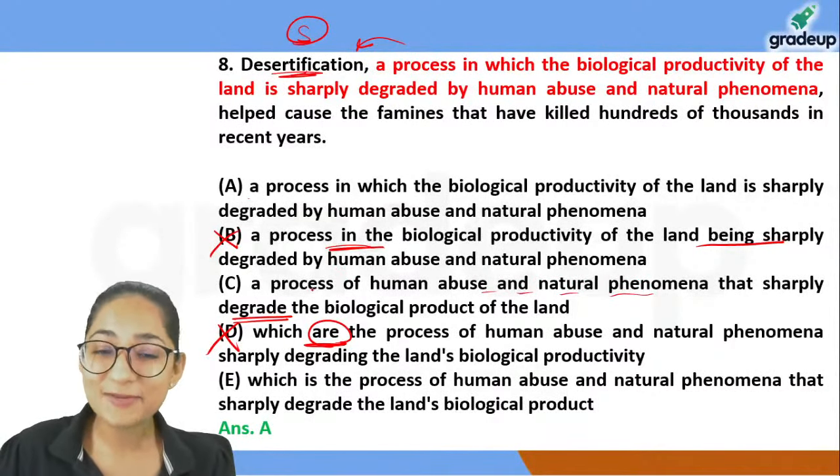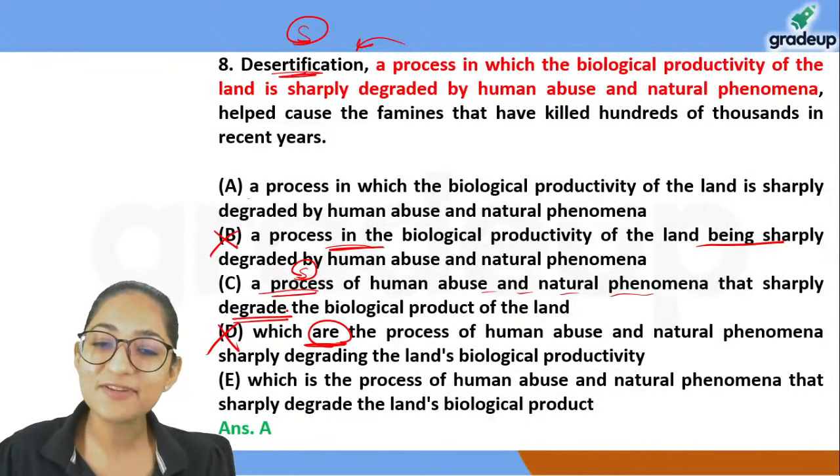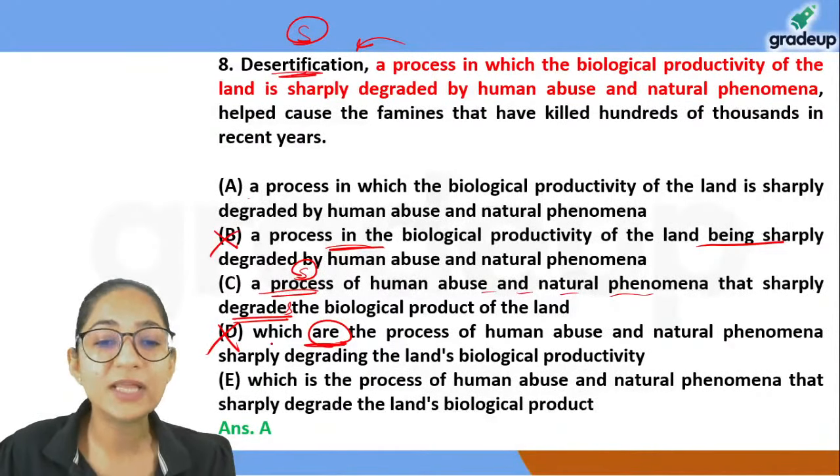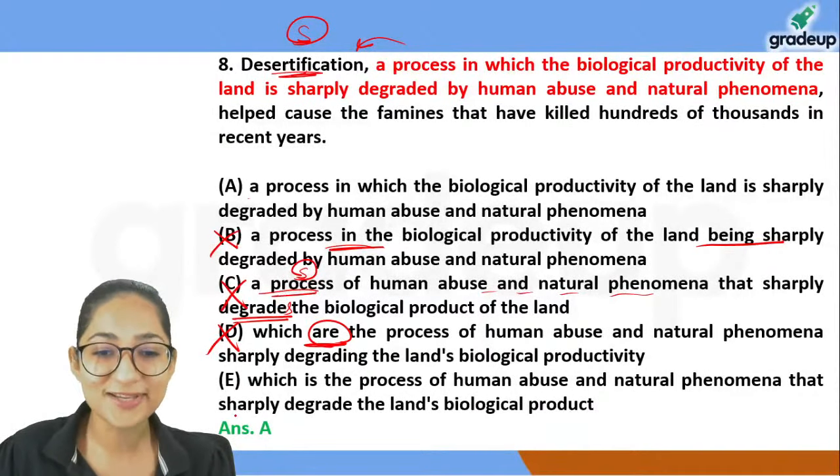Notice, even if for a moment we forget that it doesn't make much sense, still, just by rules of grammar, a process is singular. Then how can you say which degrade? Ideally it has to be which degrades. So on the basis of singular plural mismatch, this option is out.